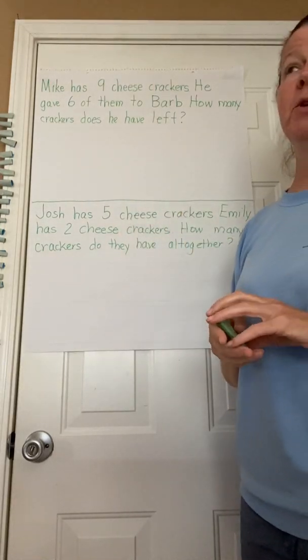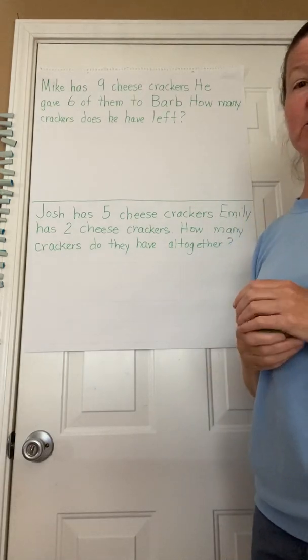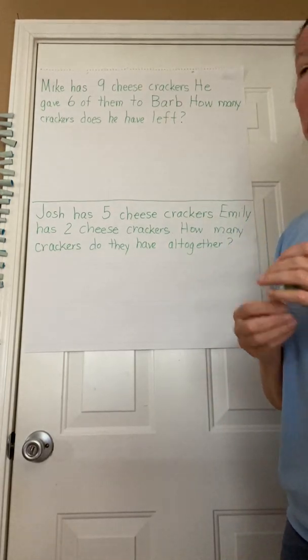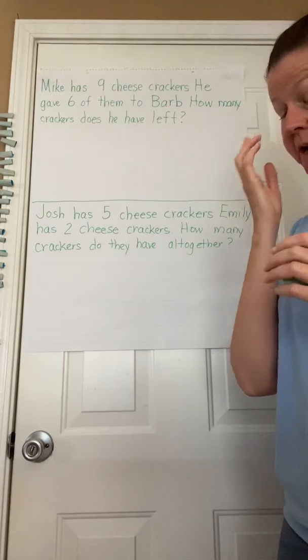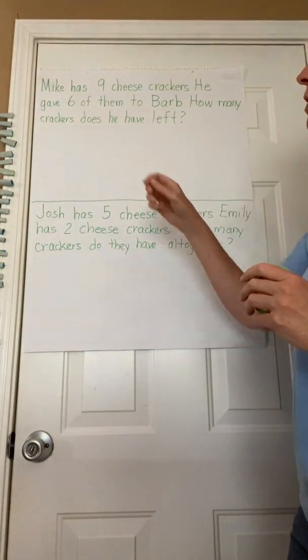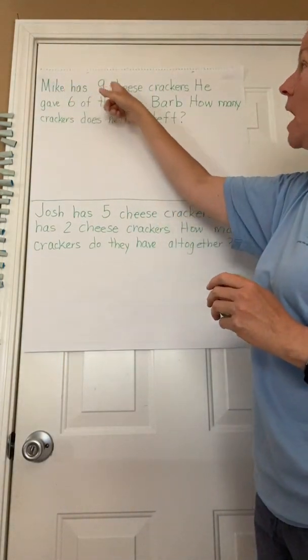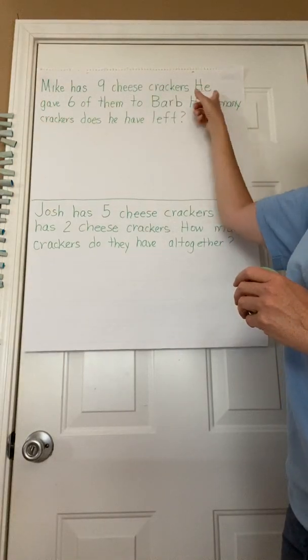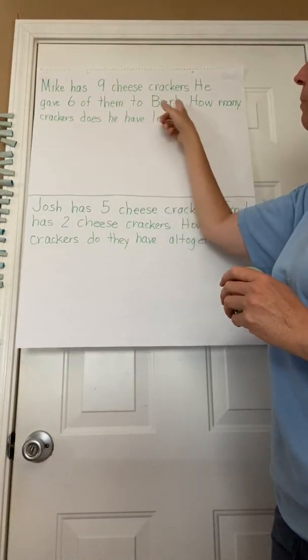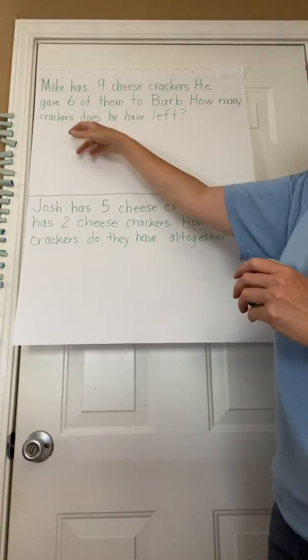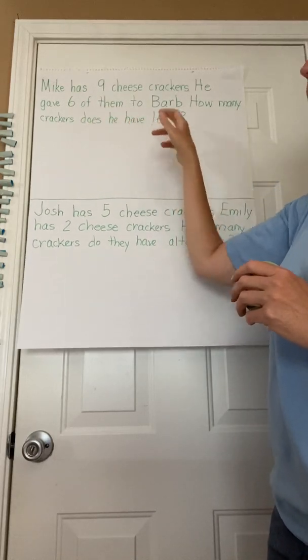I will read it to you. If you can read it with me, that's great. If you can't see it that well, or you can't read it, that's fine. I'll read it to you. Mike has 9 cheese crackers. He gave 6 of them to Barb. How many crackers does he have left?